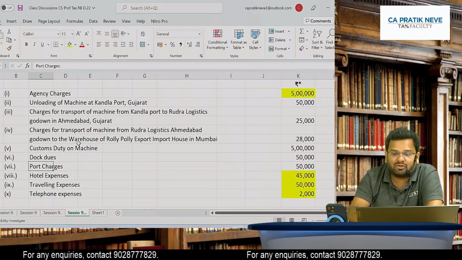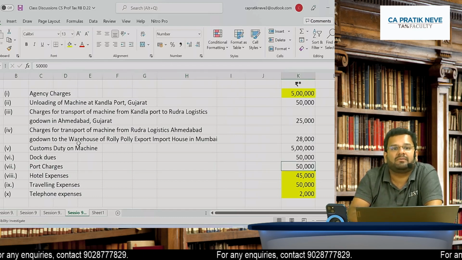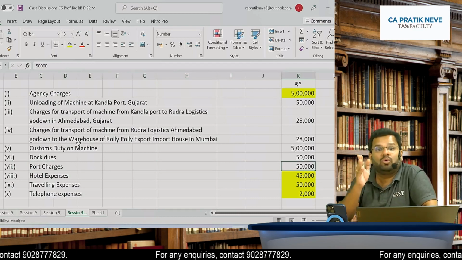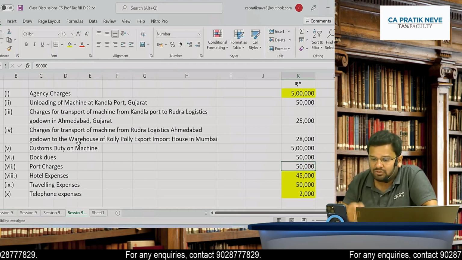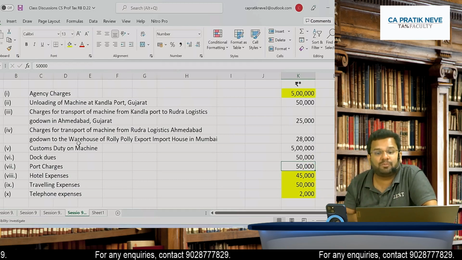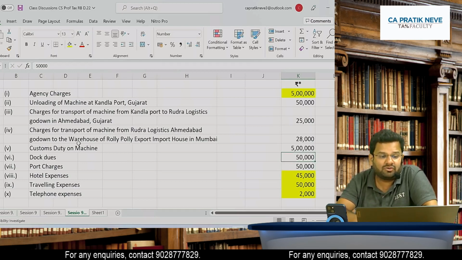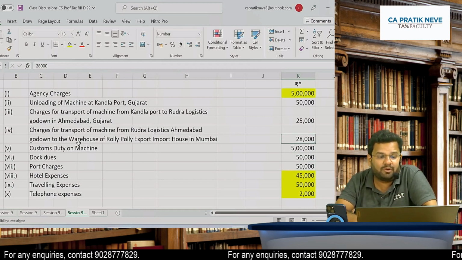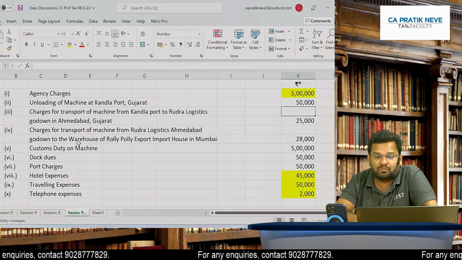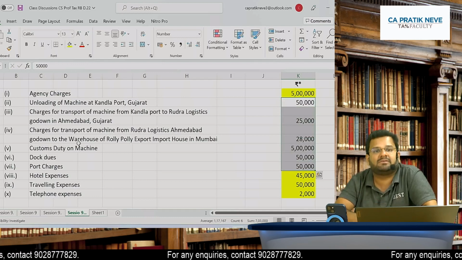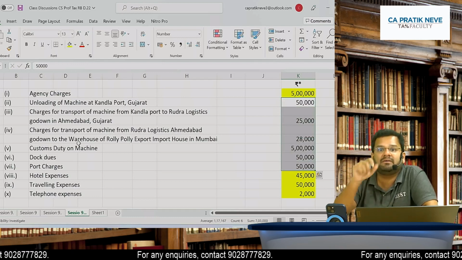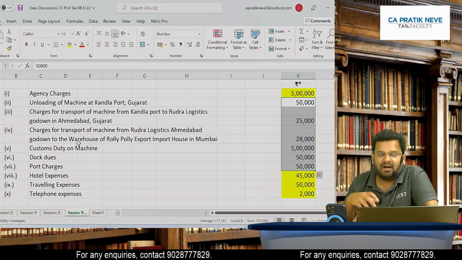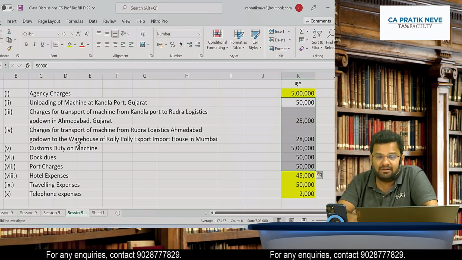Port charges, actually, who was supposed to pay port charges? Rolly-Polly. Exactly. Rolly-Polly was supposed to pay port charges. Dock dues, Rolly-Polly. Charges for transport of machine, Rolly-Polly. So Rolly-Polly was supposed to pay all these expenses. But for time being, who has paid? Rudra Logistics.